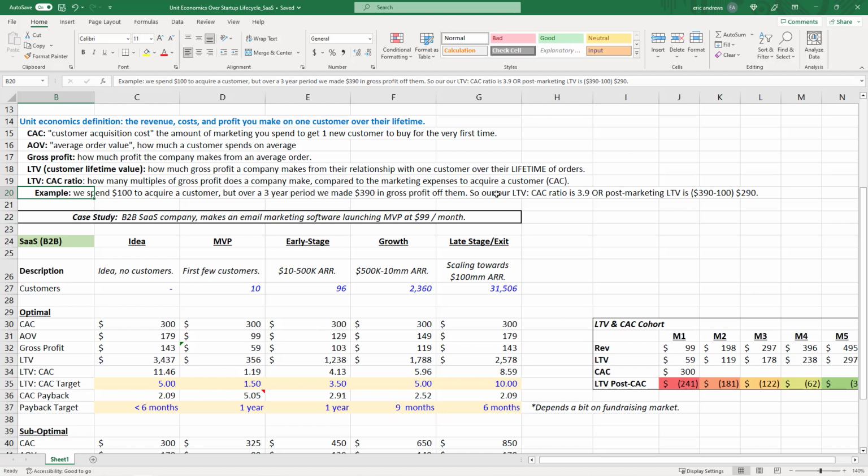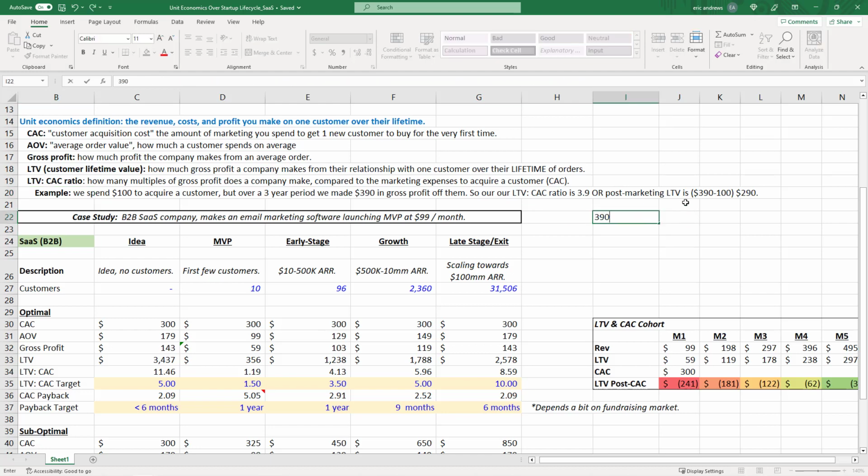So our LTV to CAC ratio is 390 divided by the $100 CAC. That's 3.9. So we put in $100 and we make back 390. So that's a good investment because we make 4 times basically the marketing that we invest in one customer. Or you could say your post-marketing LTV is 390 minus 100. So your actual profit per customer after marketing is $290. But either way, you can see that you're making profit on a customer. Okay, so let's dive into this case study.